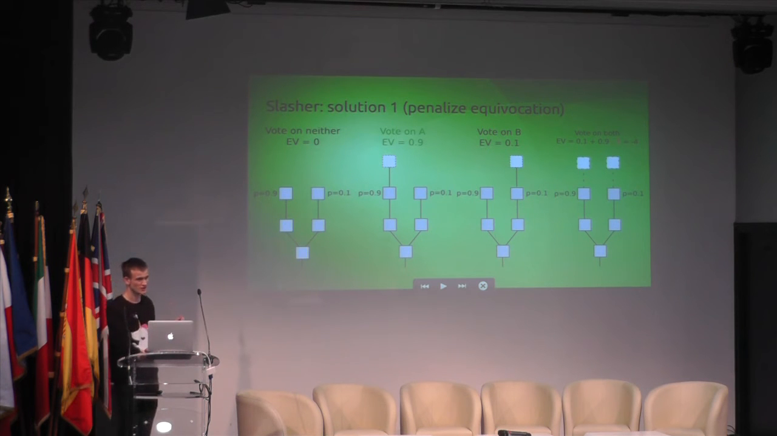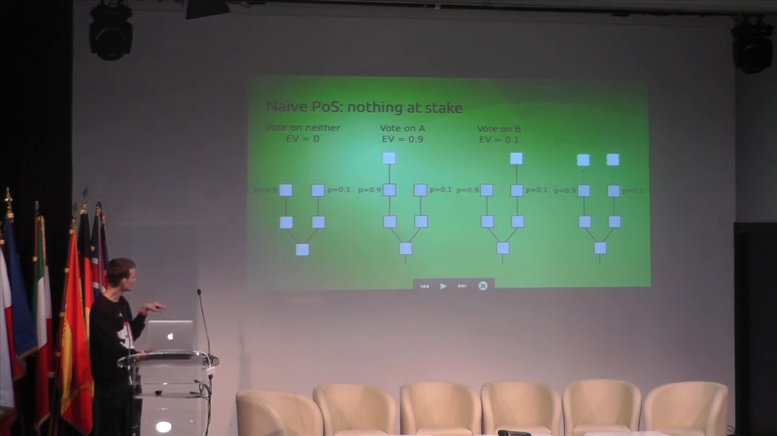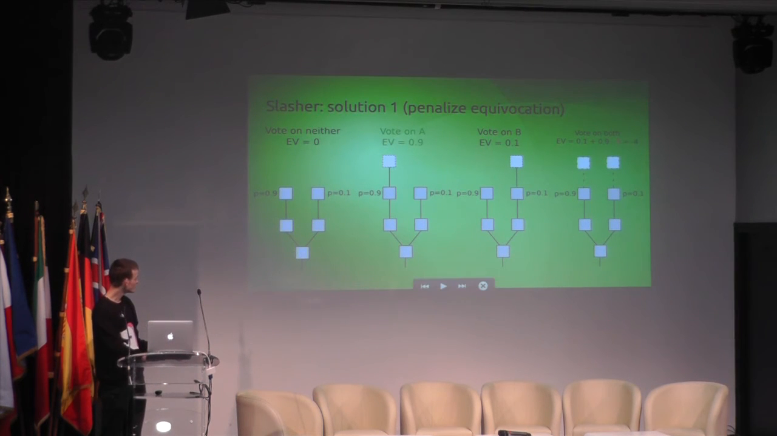So one solution is to try and say, if a validator votes on both A and B, then you can detect the behavior and you can penalize it, and penalize it really hard. And so if you do that, then this becomes no longer an option, and so the incentive becomes to vote on the chain that you think is most likely to succeed.